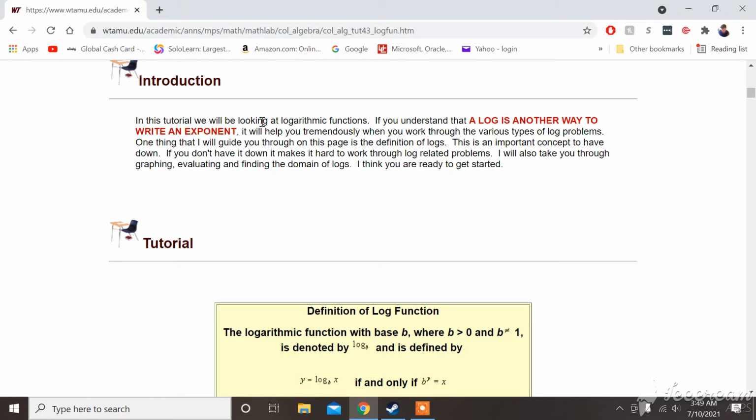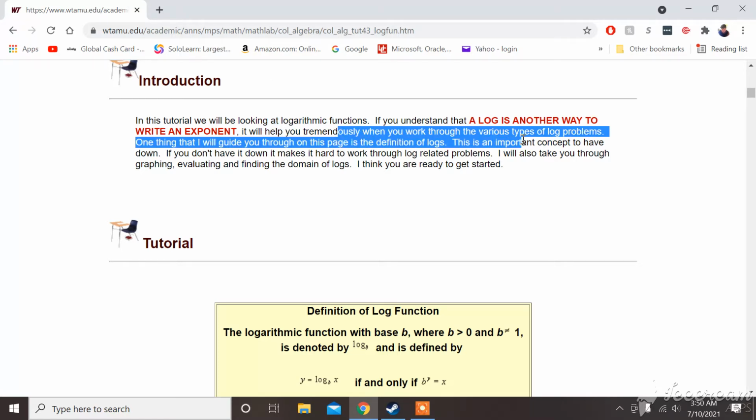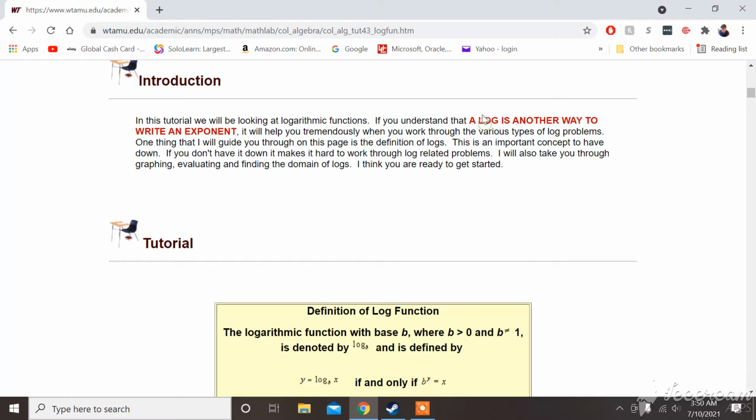In this tutorial, we will be looking at logarithmic functions. If you understand that a log is another way to write an exponent, it will help you tremendously when you work through various types of log problems. A log is another way to write an exponent.